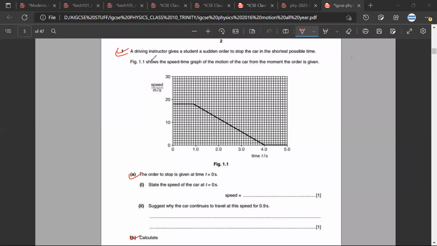So, Mr. Chris, a driving instructor gives a student a sudden stop to the car in the shortest possible time. This is a speed time graph that we have. Because the car is stopping, that is why. From 0 to 0.9 second, we see that the graph is constant, the speed is the same. And after 0.9 second, the speed starts decreasing.